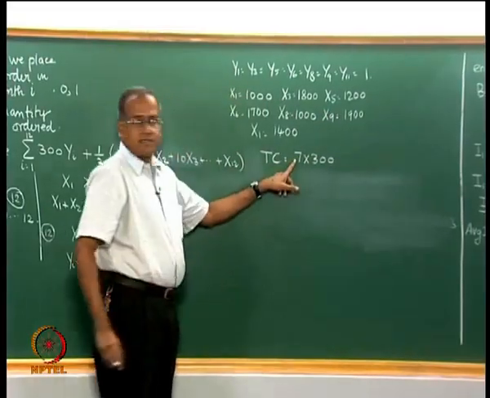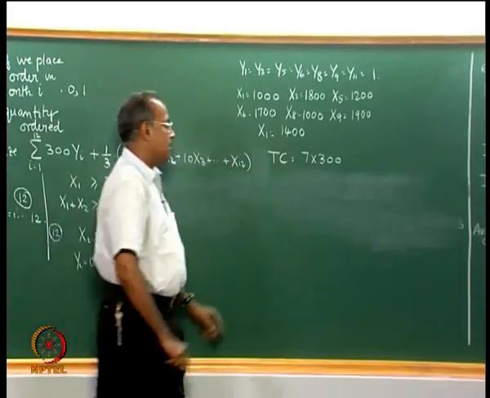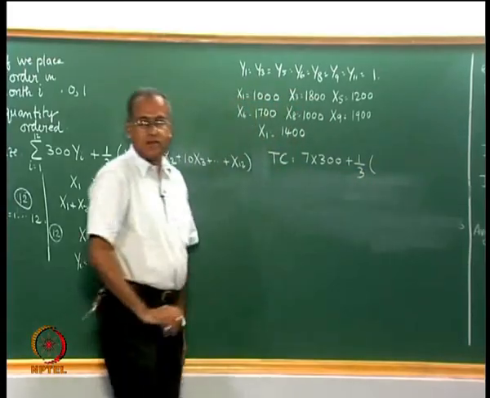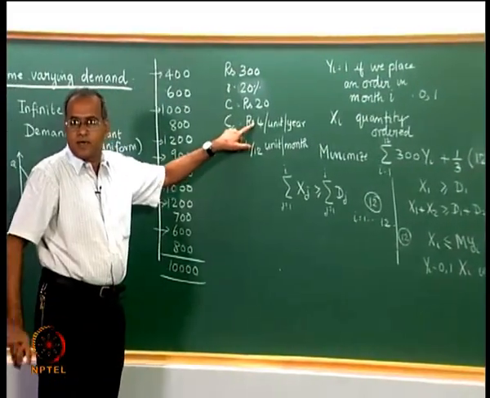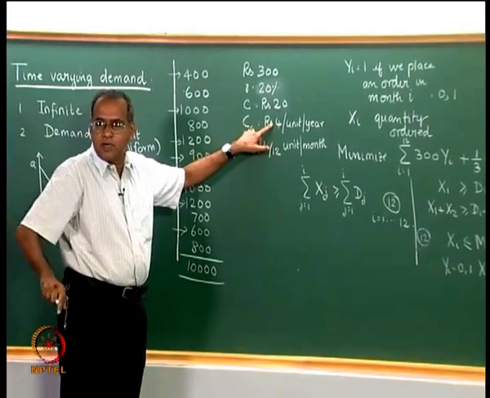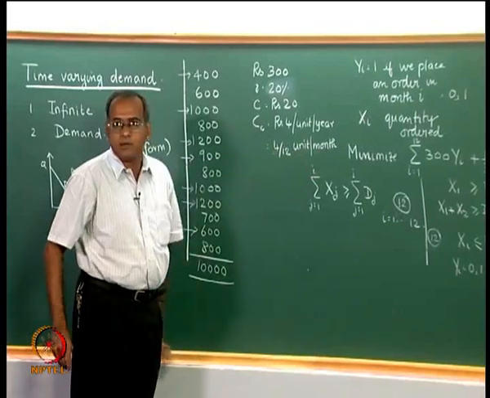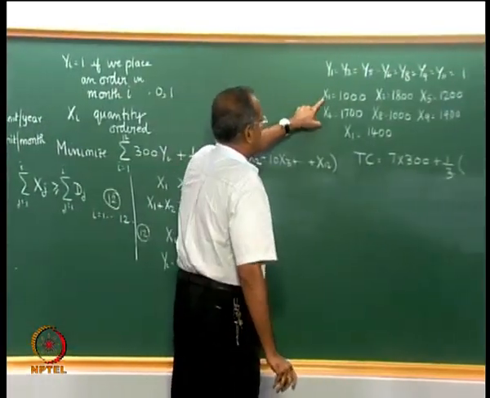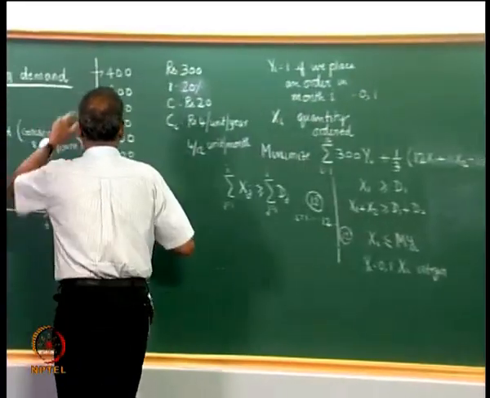So there are 7 orders, order cost is taken as 300, so 7 into 300 plus 1 by 3, which is our carrying cost. 4 per unit per year becomes 4 divided by 12 per unit per month, so 1 by 3 per unit per month. So now what do we do? We start the first month by ordering 1000. So first month beginning inventory is 1000.